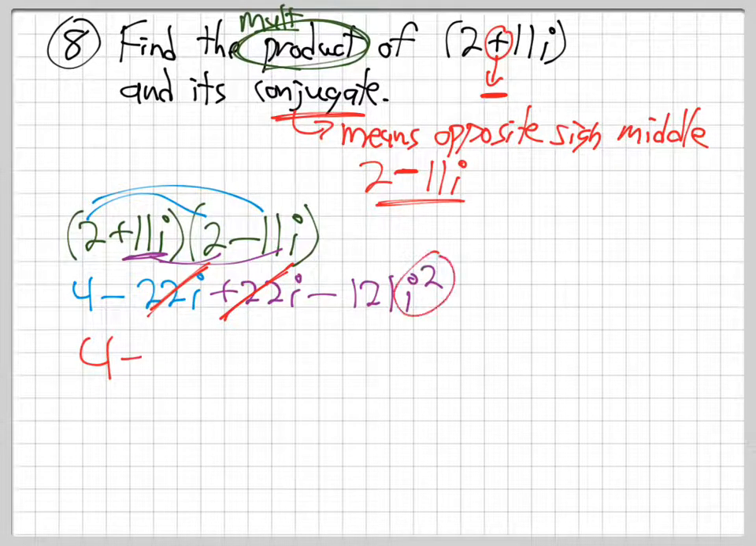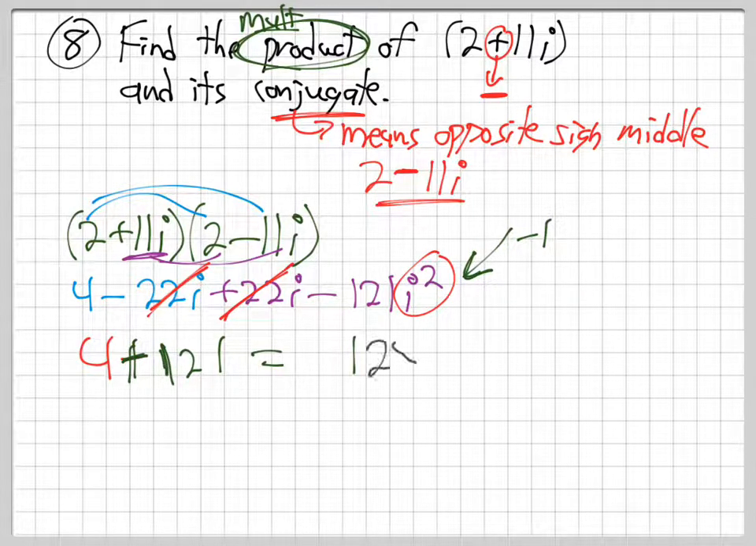But what about that other one? Actually, you know what's going to happen with that other one. He switches the sign. He's a negative 1, so he switches the sign, becomes a plus 121. So the answer is just a plain old number, 125. No more i's at all. You see that? Turned it into a normal number by using the conjugate, because it drops out the i. Well, that's why that's so important.